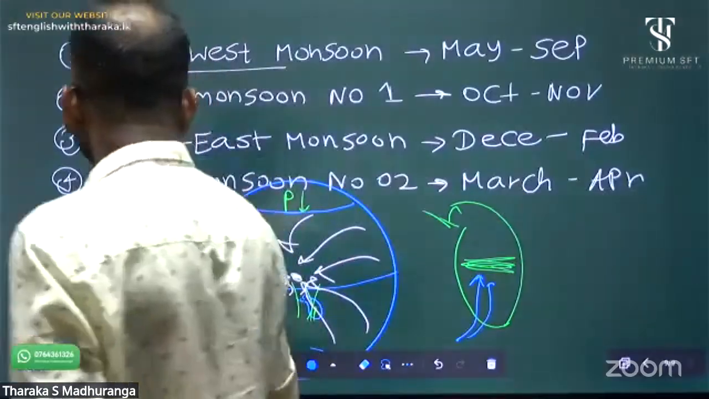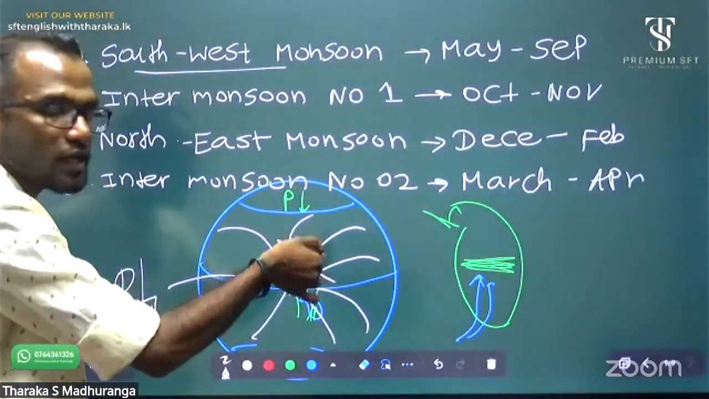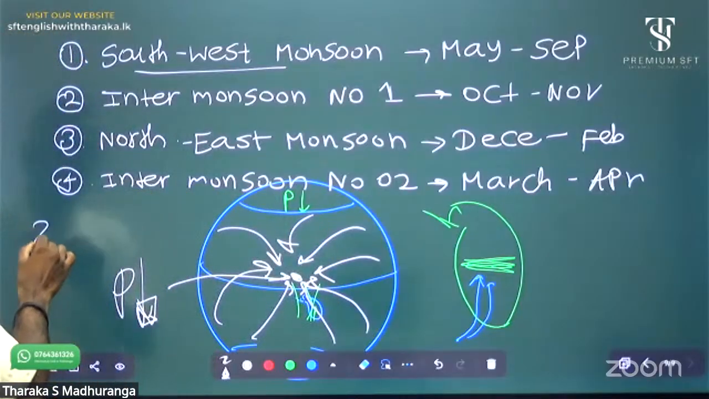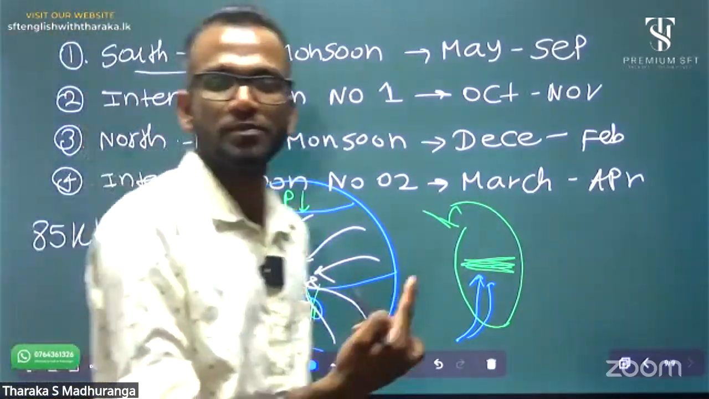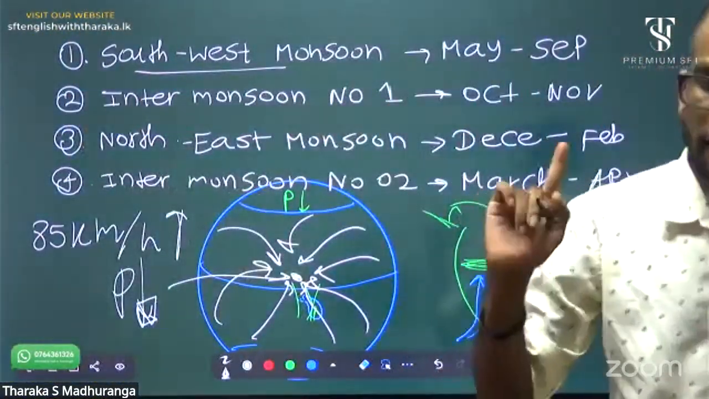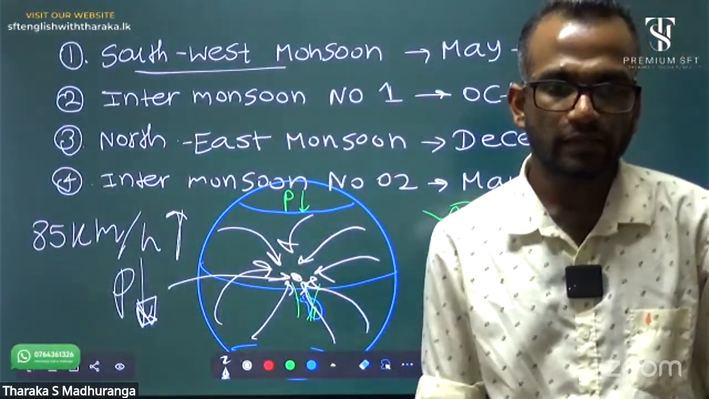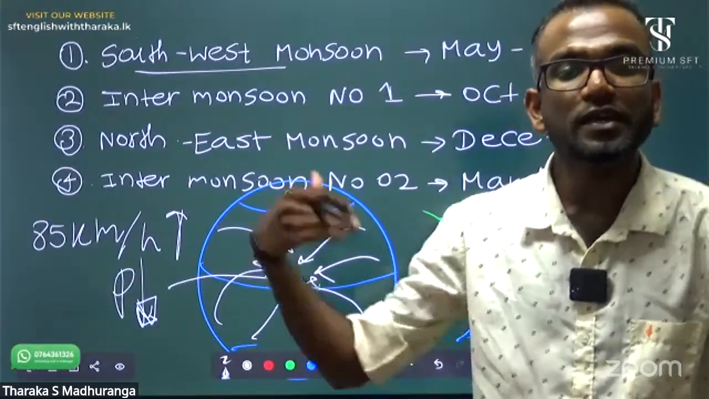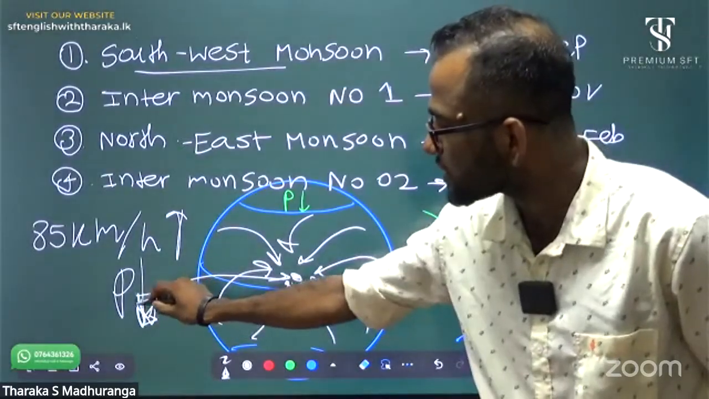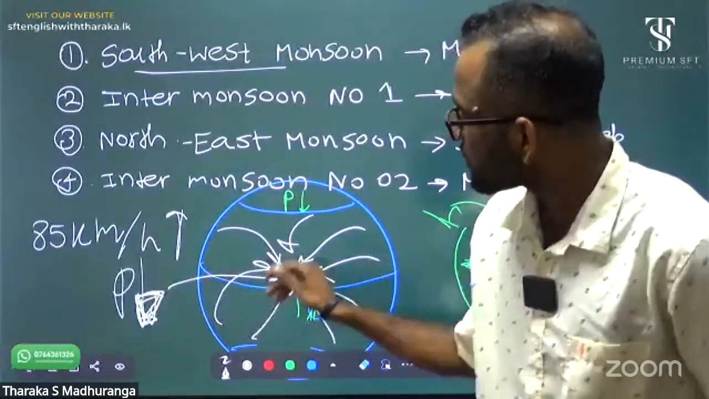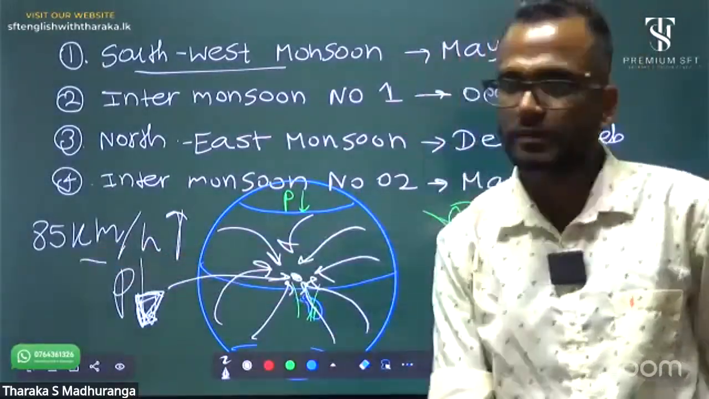Hurricane means low pressure and high wind speed, this wind flowing speed. If it is greater than 85 kilometers per hour, we consider it a hurricane. Right? When the pressure decreases to a very low level, the wind speed gets very high, and that we call a hurricane.